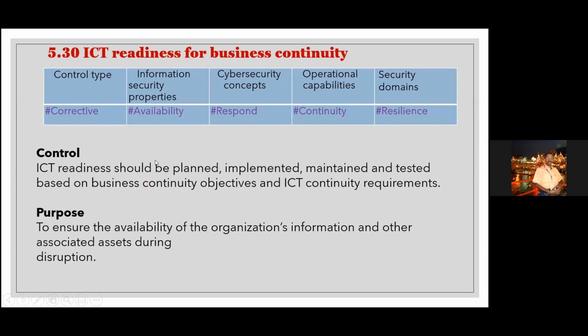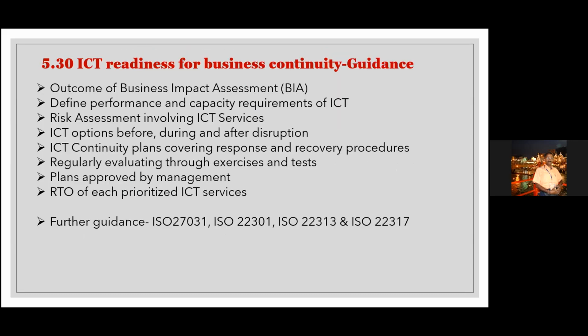Then the third one is ICT readiness for business continuity. The control definition: ICT readiness should be planned, implemented, maintained, and tested based on the business continuity objectives and ICT continuity requirements of the organization. Here, this control says the outcome of a business impact assessment. Every organization has to conduct a business impact analysis, to see in case there is a disruption in the services, how that is going to impact the business requirements. So BIA is a must as per the new standard for information security, the ISMS.